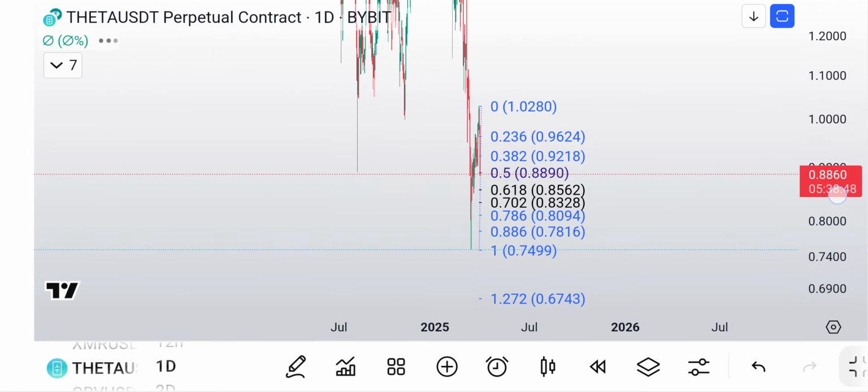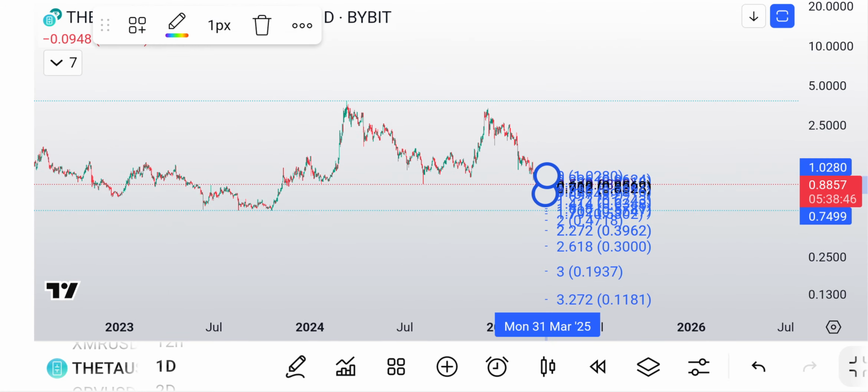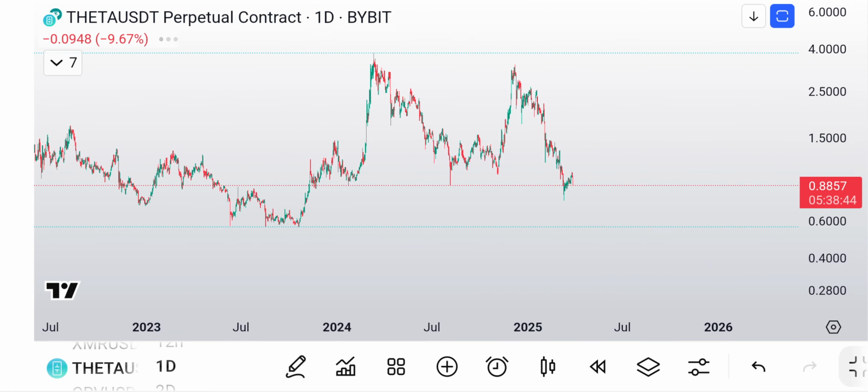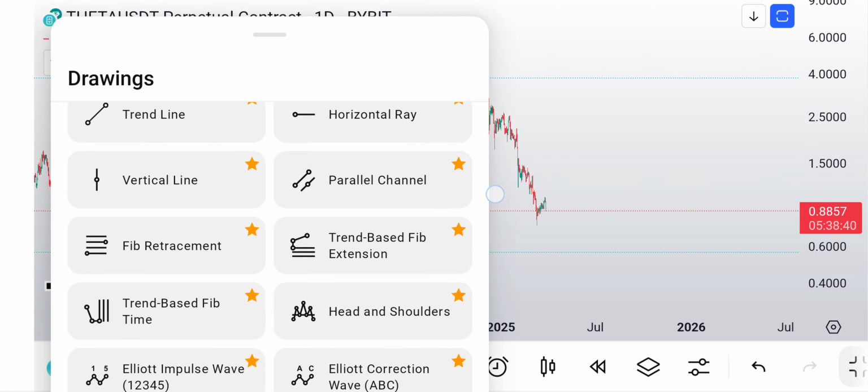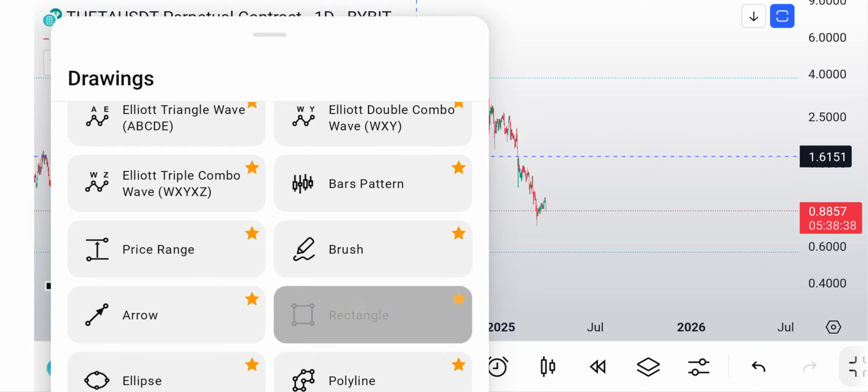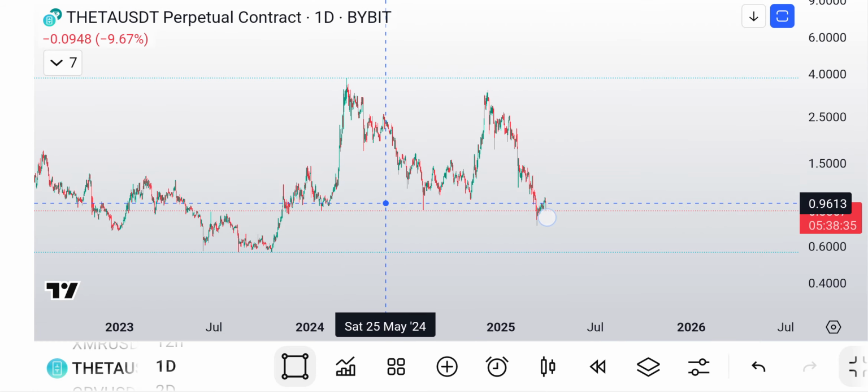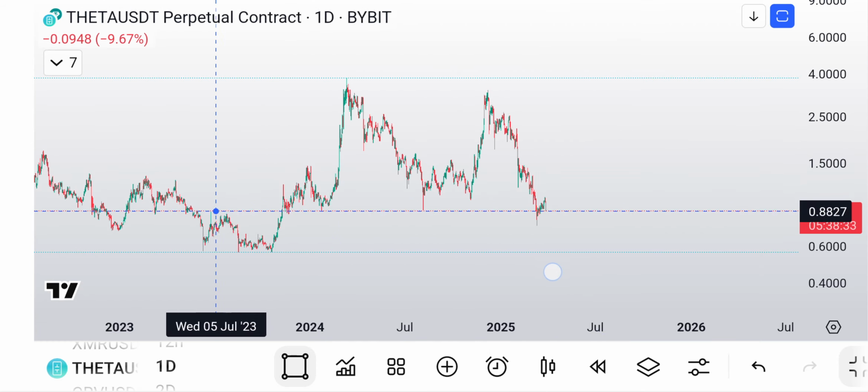But again, take everything off the screen. Where we are in the grand scheme of things, I think is a good area. Let's see here.